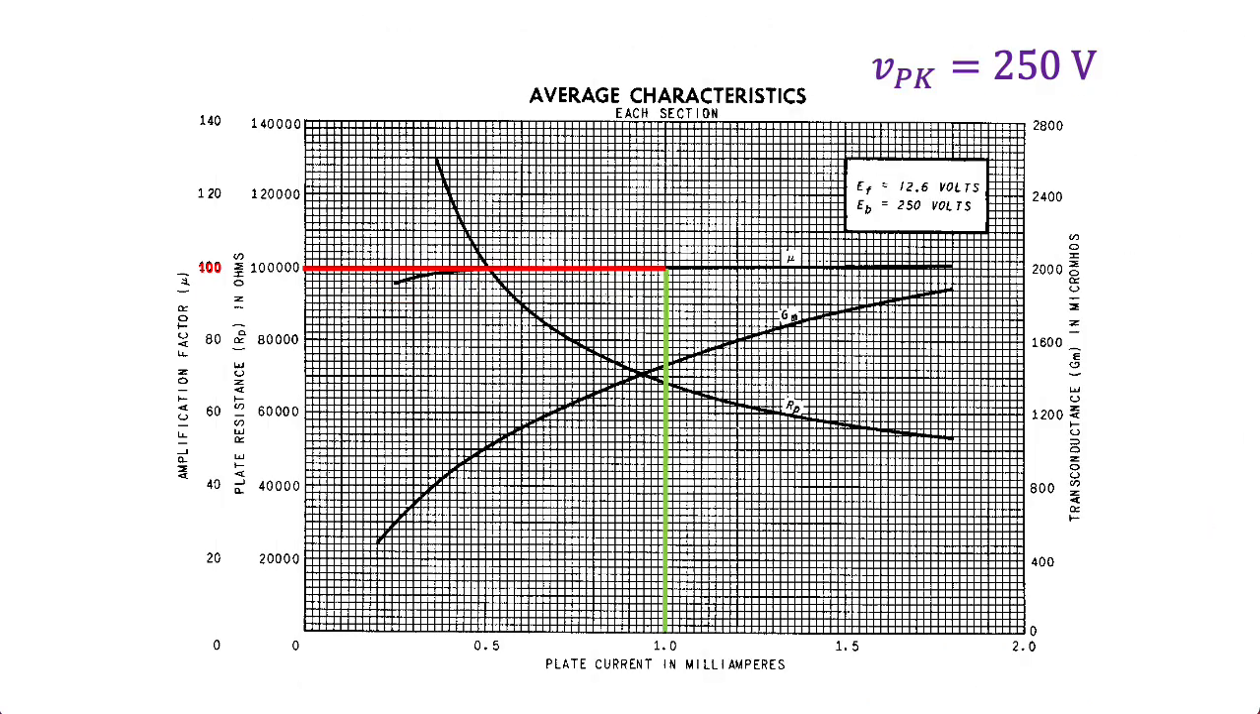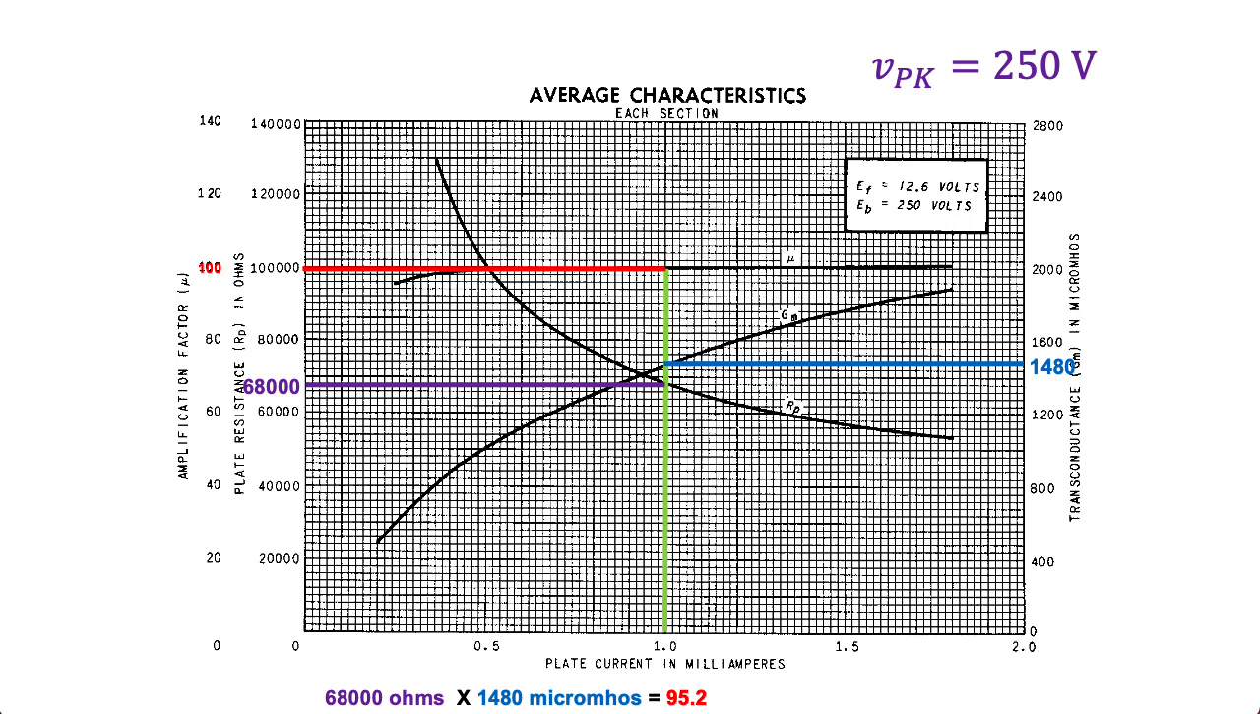Intersecting our vertical line with the GM plot, we get a transconductance of 1480 micromhos. And if we intersect our vertical line with the RP plot, we get a plate resistance of 68 kiloohms. Now remember that GM times RP should equal mu. So if I take these values and multiply them together, I get 95.2, which isn't exactly 100, but it's pretty close. And remember that I'm eyeballing these values off of ancient graphs.